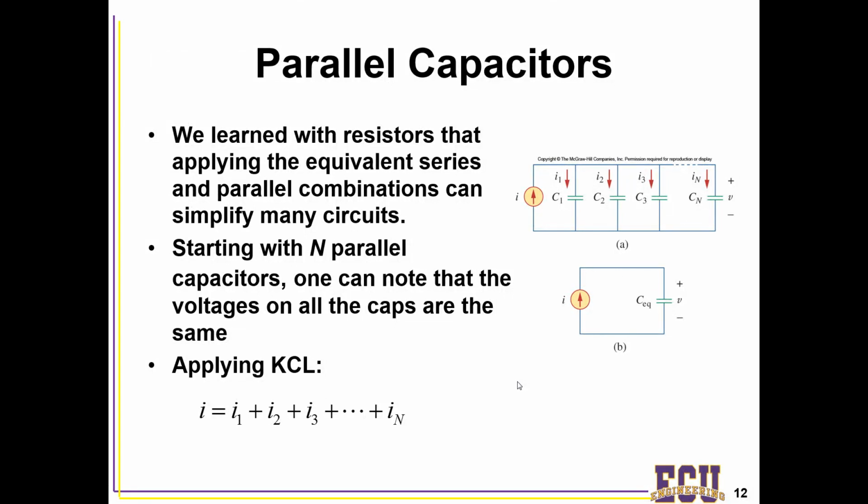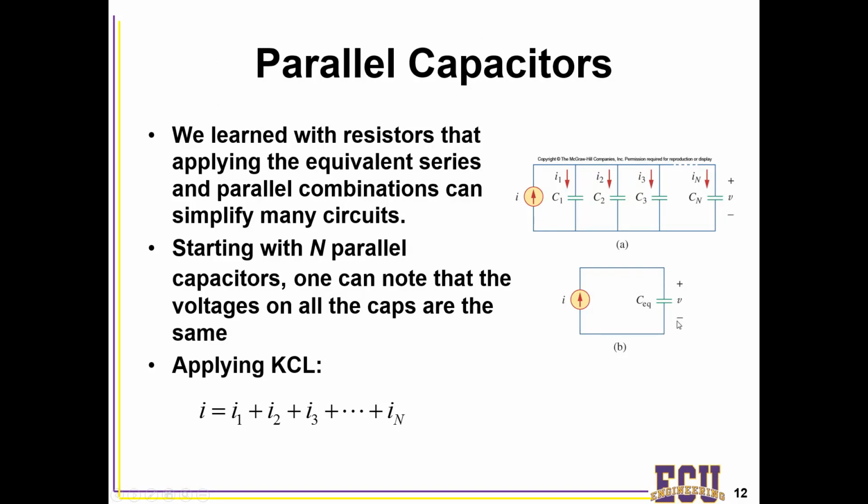Now, let's talk about what happens if you combine capacitors in parallel. Well, if we had a current source and we just had several capacitors, let's say N capacitors lined up in parallel like this, you might want to ask yourself, well, what would be the equivalent capacitance to all of these parallel capacitors?